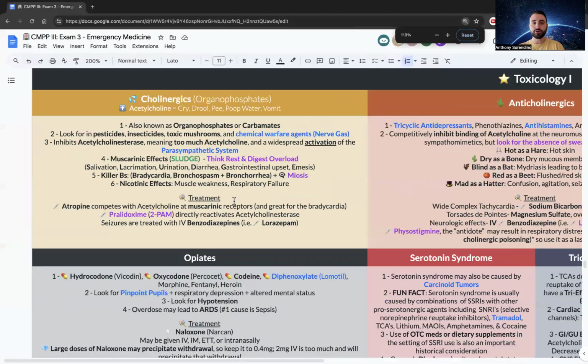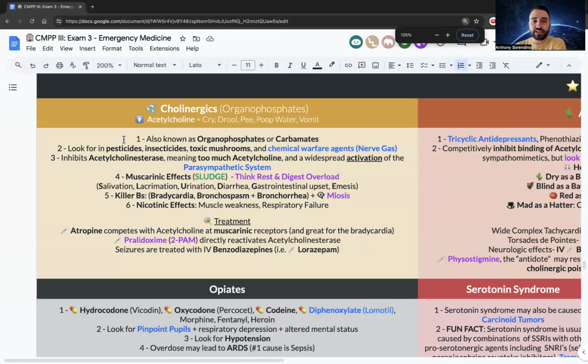So let's talk about cholinergics. So these are also called organophosphates. And I have here, right, an increase of acetylcholine, an increase of this parasympathetic nervous system. It's your rest, digest. It's also very wet and fluidy, right? You're going to cry, you're going to drool, you're going to pee, you're going to diarrhea, you're going to vomit. It's just all this fluid coming out of you. And this is what they used back in the day as like chemical warfare nerve gas. Because acetylcholine is still a neurotransmitter, right? So you get what they call this sludge. So again, salivation, lacrimation, urination, diarrhea, GI upset, emesis.